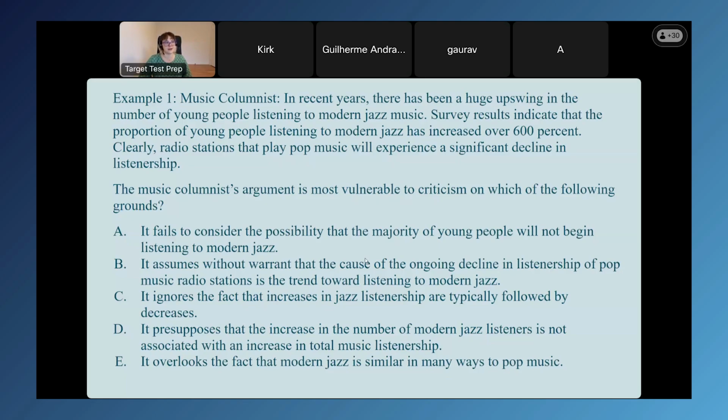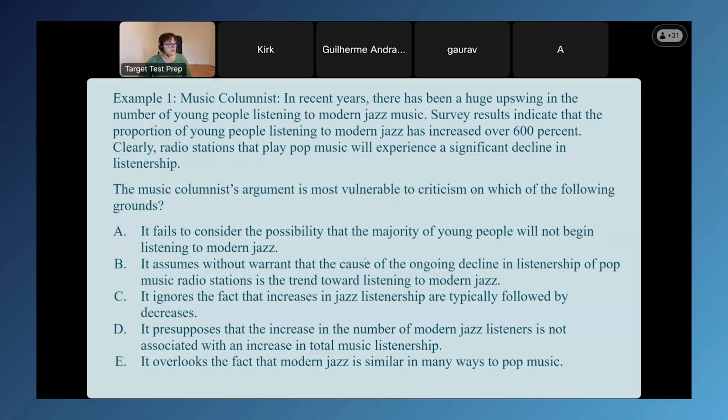So this is a bit of a false dichotomy. People are saying, hey, young people are listening to modern jazz, so there will be a significant decline in the listenership of pop music radio. But that's not necessarily true. We don't know for sure that there's some finite amount of listeners and that they are all accounted for, and that if more people are listening to jazz, fewer people will be listening to pop music. So it could just be that there are more listeners overall listening to jazz, and there will be no decrease in listeners of pop music or any other genre.